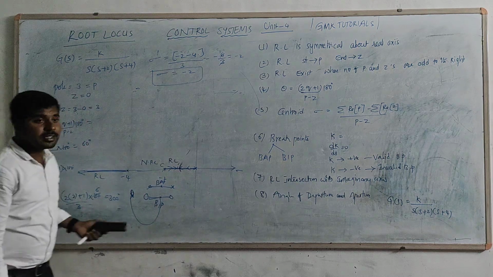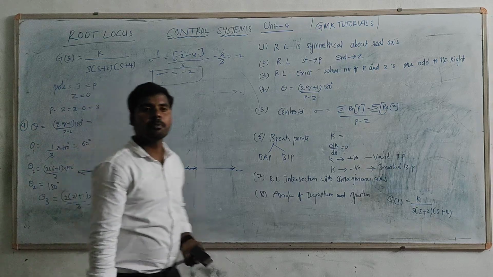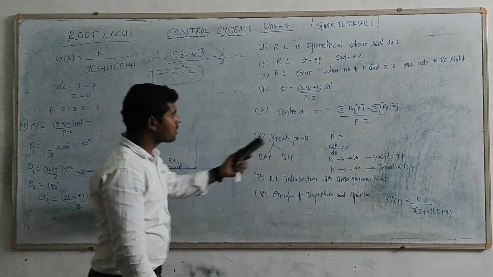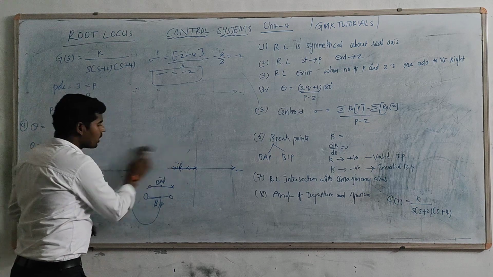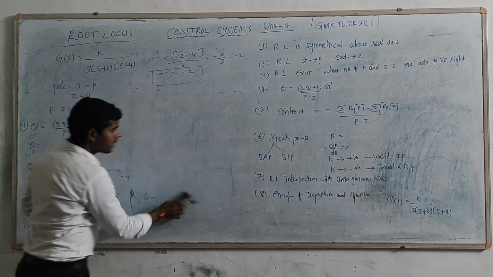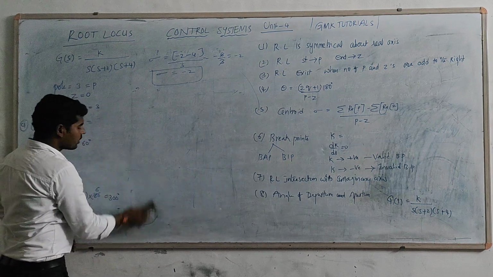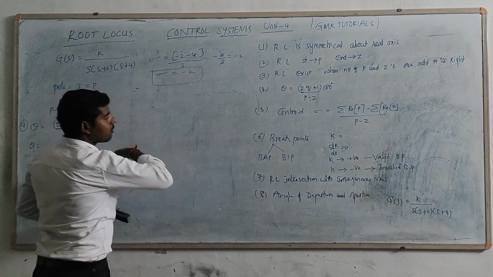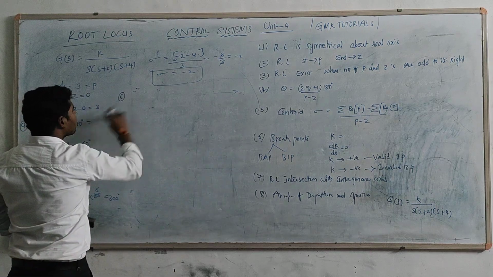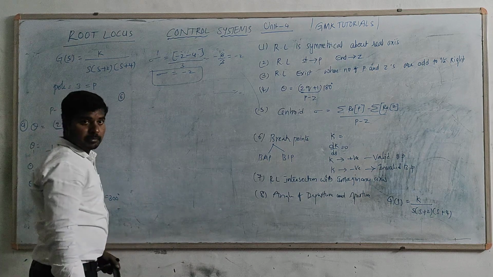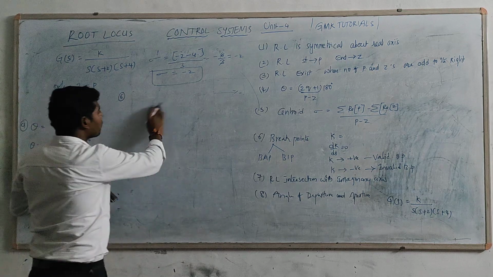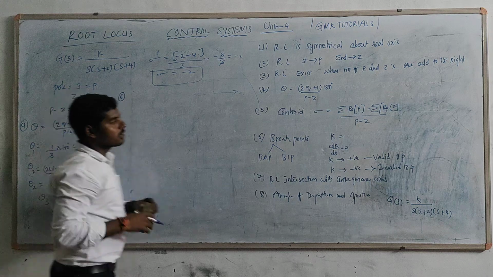So when can we say that a point is a valid breakaway point? Is there any rule? Obviously certain rules are there. So for that purpose, let us say rule number 6. Rule number 6 says breakaway point. So in this consideration, we will get only the breakaway point. If you want to find out the breakaway point, this is a generalized criteria.